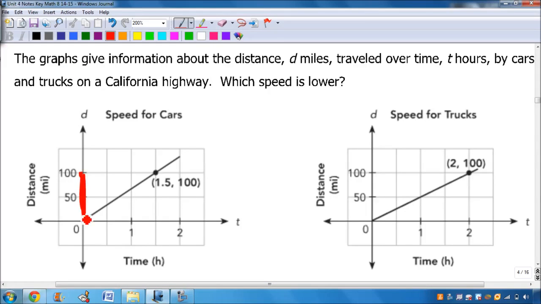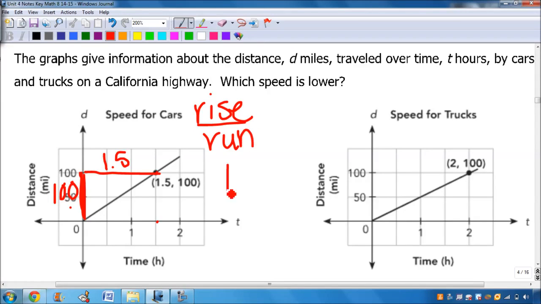So I'm going to do my triangle, right? So here's my rise. Now, a lot of people look at this and say it's a rise of 1, 2, but they're not looking at these numbers carefully. It is not a rise of 2. It's actually a rise of 100 because it went from 0 to 100, right? And then the run right here is that it went over to 1.5, right? So my run is 1.5. So remember, we're going to say that it's rise over run, which is 100 over 1.5.